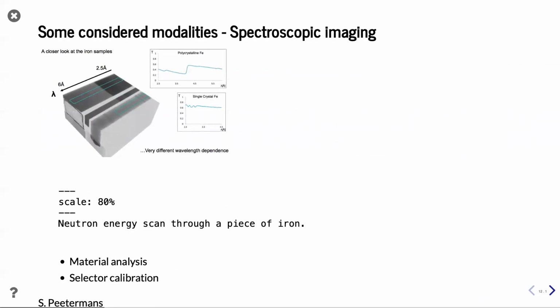This is not really an example of multimodality, but it's anyway many images that you have to combine. That would be spectroscopic imaging, where you record a spectrum of different wavelengths in the material. And here is an example of polycrystalline iron compared to single crystal iron. And with that added information from the spectrum, you can extract more information.